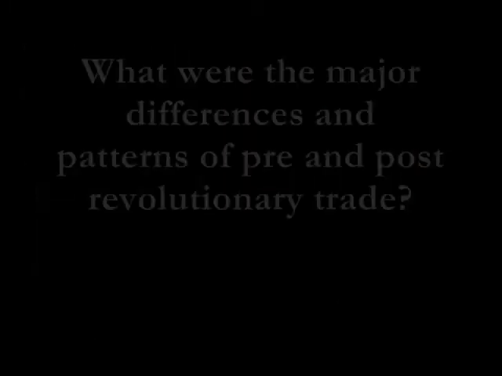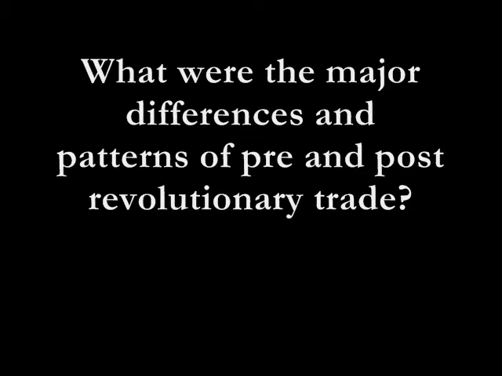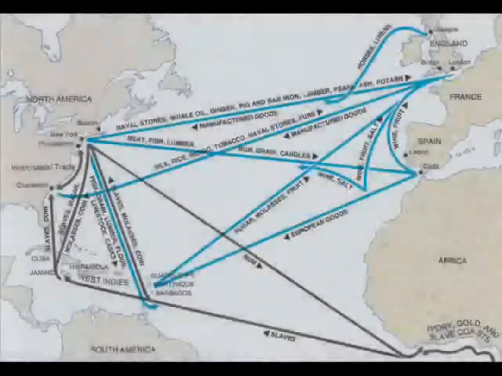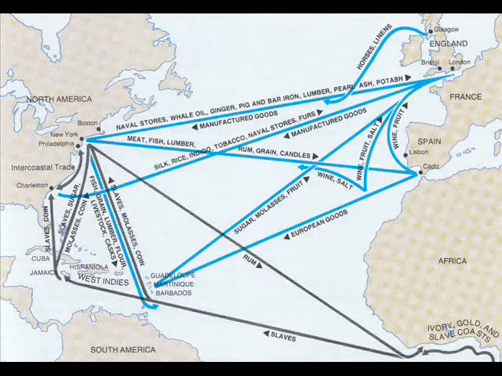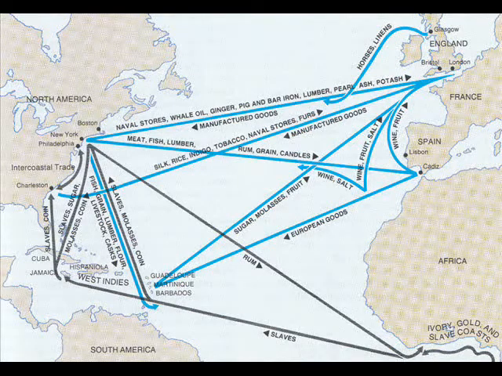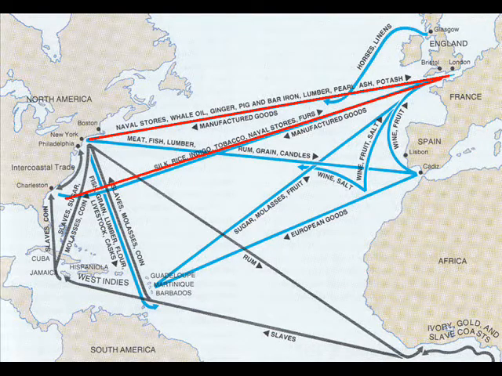Kyle's here. What were the major differences and patterns of pre- and post-revolutionary trade? Before the Revolutionary War, what was going on was mercantilism. Basically, England made the colonies follow that, where the trade had to help the mother country. I can understand where the rebellion would come in, where they're producing all these resources and it's getting taken away from them. They have to work so hard because so many people were dying farming that stuff.